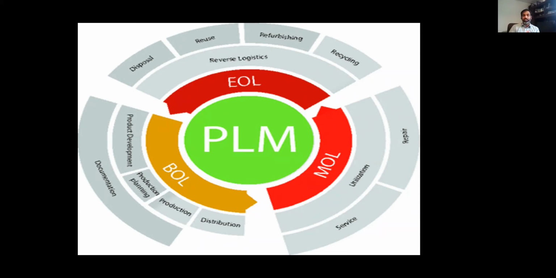And the end of life, as I talked about, the disposal, reuse, refurbishing, recycling, reverse logistics, so all these concepts fall under that. So how can you, in an ideal world, have multiple usage of the same product? Recycling, refurbishing, reuse. And I've got some good examples I'm going to share on that concept.